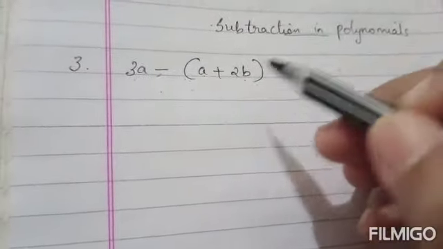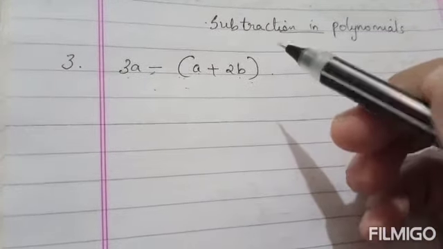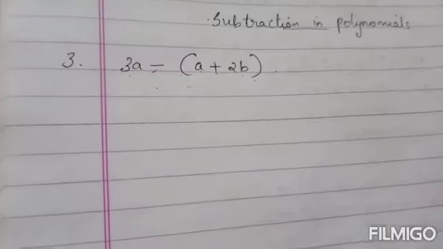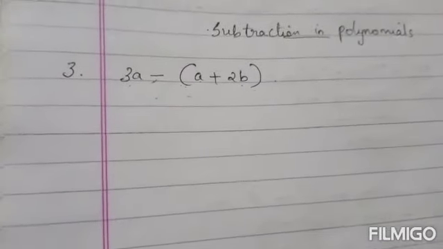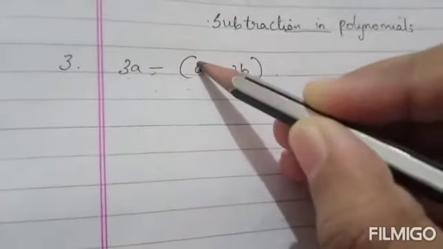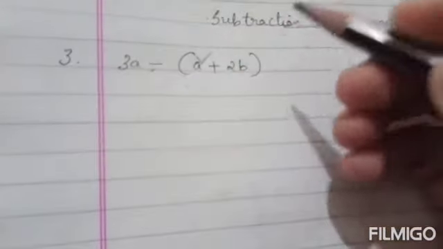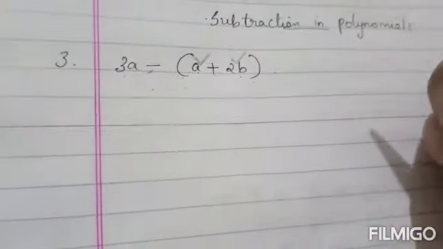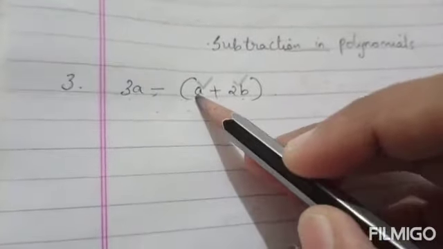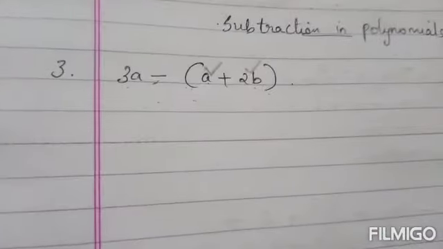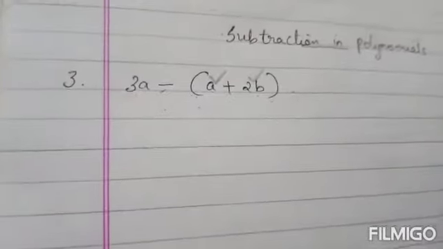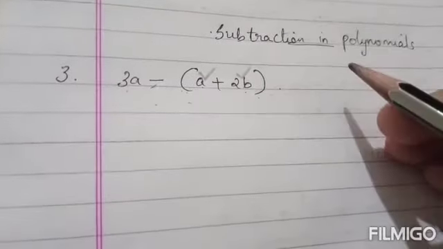So you have to look at the terms inside the bracket. So here which all are the terms inside the bracket, you can find that. You know that terms are separated by plus or minus sign. So a is one term and 2b is another term. Okay, so inside bracket there are two terms here, a and 2b. Now in order to open or remove the bracket, you have to change the sign of these terms.